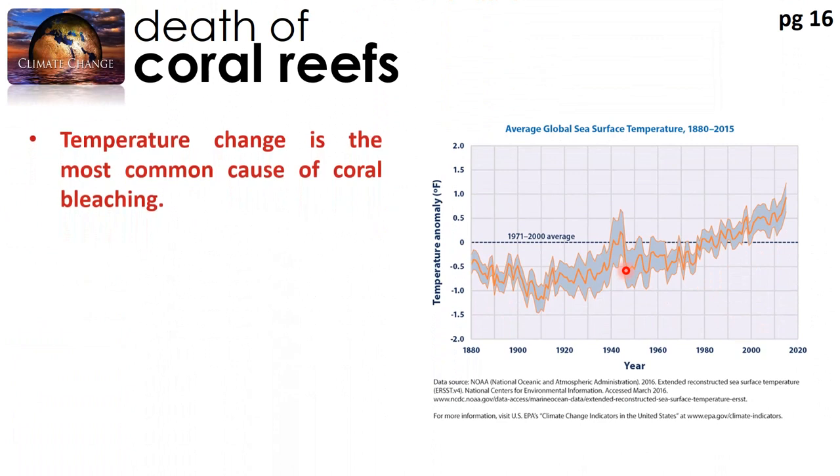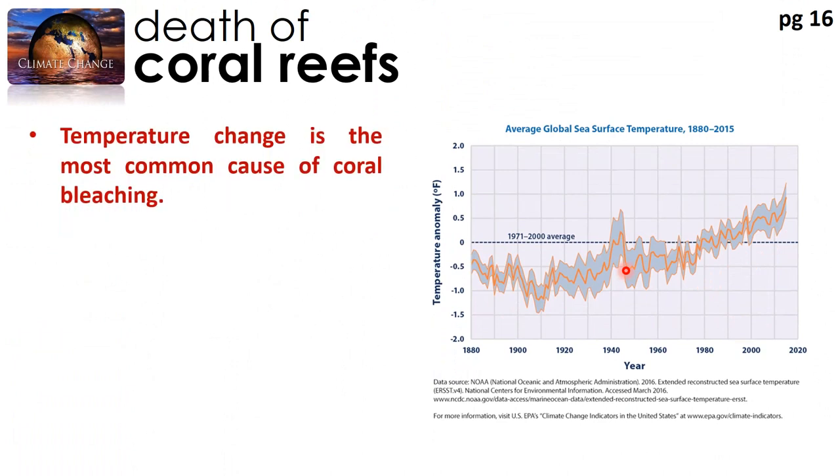Let's look at temperature change, which is the most common cause of coral bleaching. Now, over the years, the average global sea surface temperatures has steadily increased. And the reason for this is because over 90% of the heat trapped in greenhouse gases in our atmosphere is absorbed by our oceans. Okay, but because water has high capacity for heat, the increase in global surface sea temperature is still not as high as that of atmospheric temperatures.